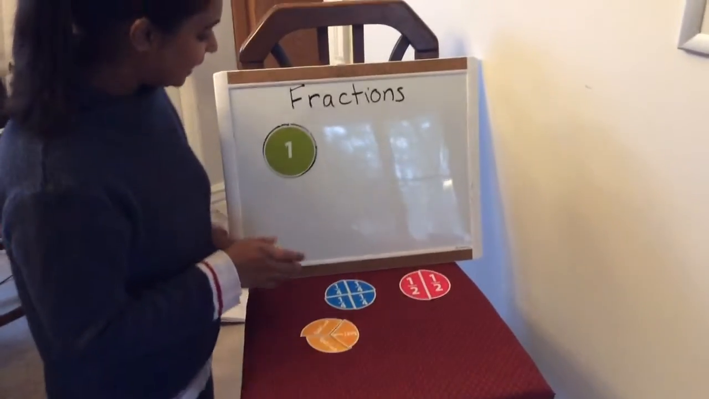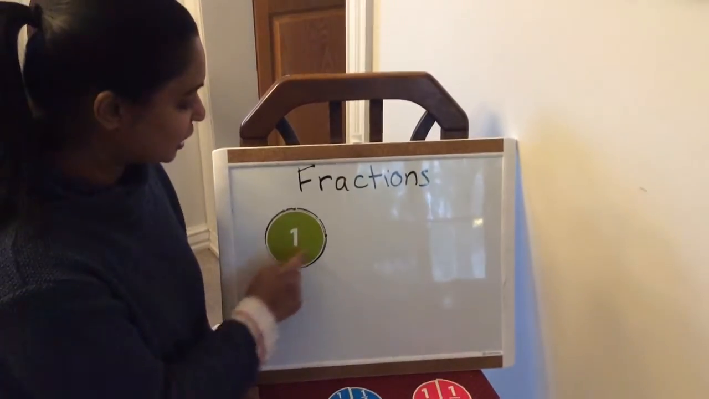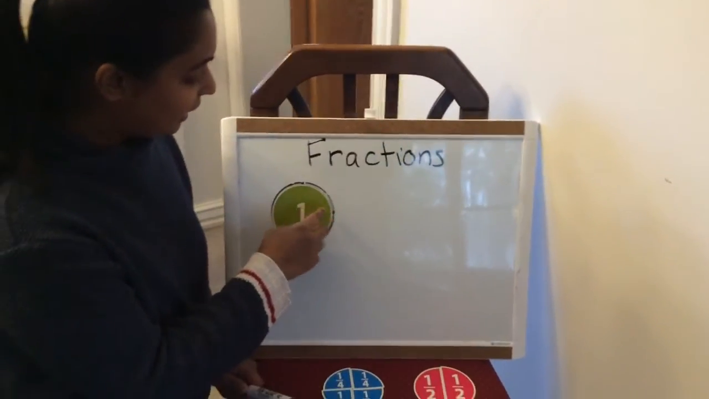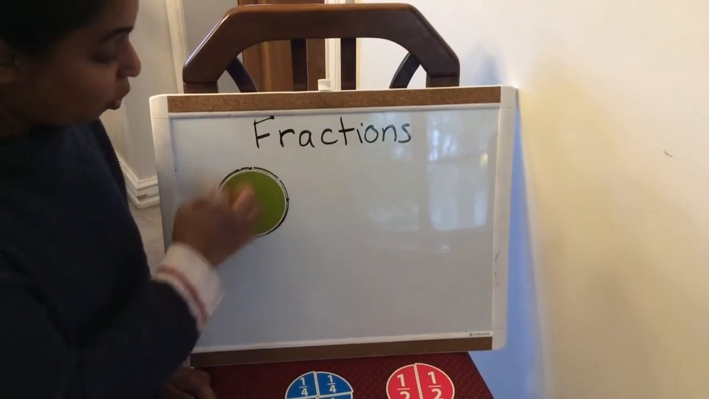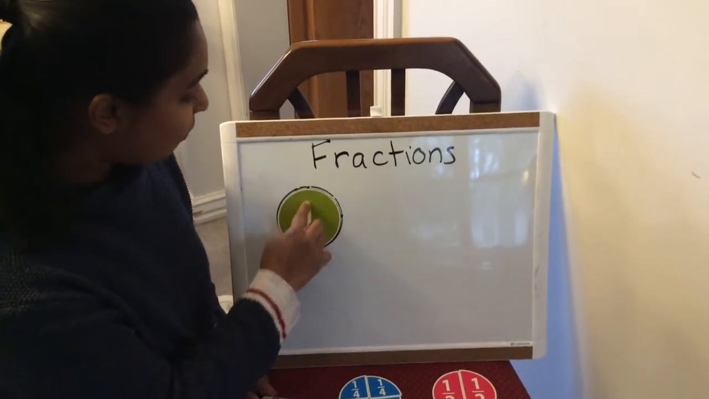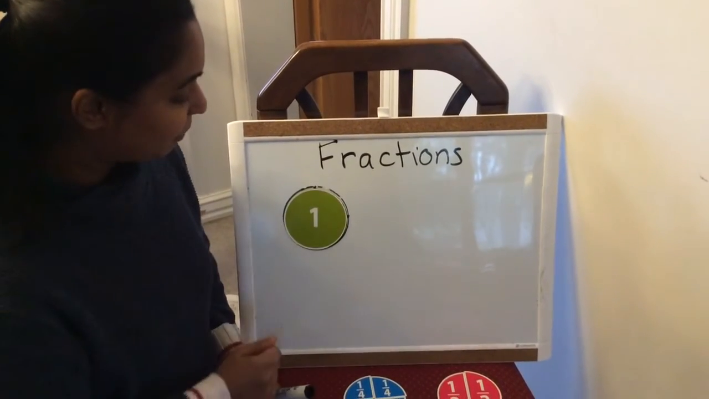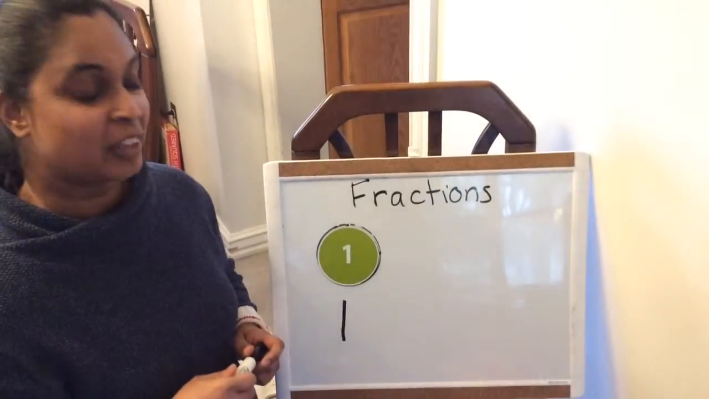As you can see here, I have a picture of a circle, and I'm going to call this a pie right now. So in this pie, I can see that I have the whole thing, and that's why there's a big 1 in the middle, because that 1 tells me I have that whole pie. So when you see a big 1, it means you have the whole thing.